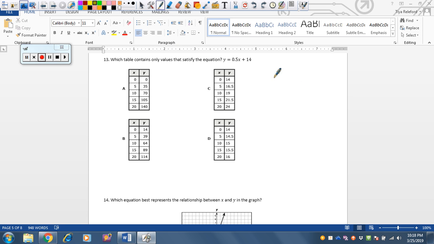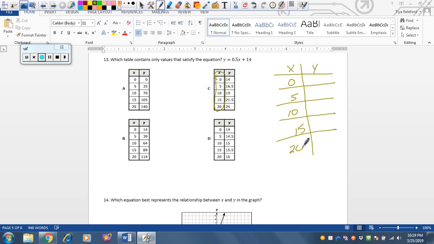Number 13, my suggestion is to make your own table. And I would use the numbers they use. They use 0, 5, 10, and 15. Make your own table. And then find the one that matches. You don't even have to go the whole table. You just have to go until you've crossed out 3 of the answer choices.